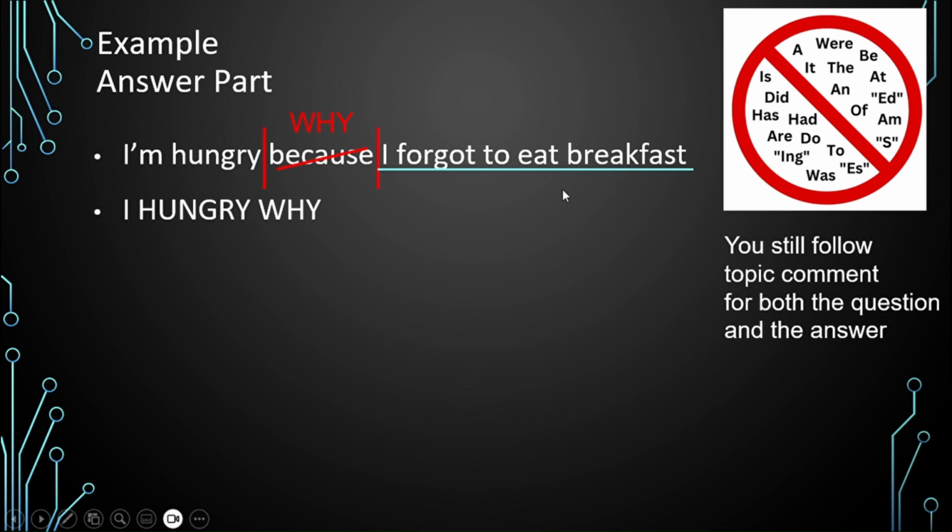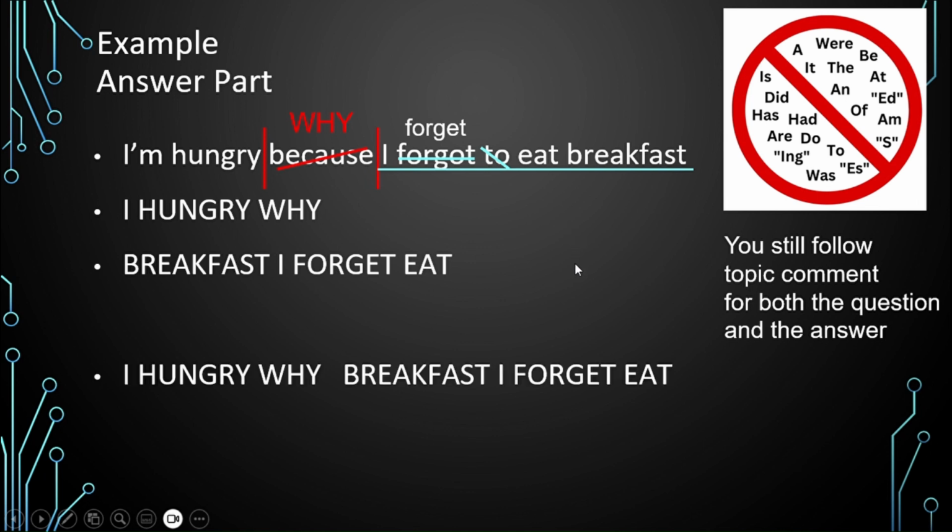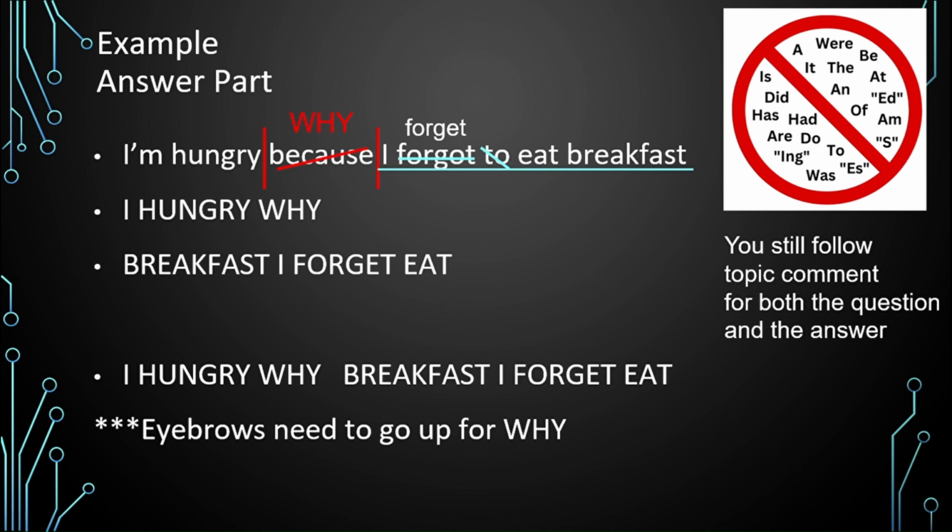So we take out the words that we don't use and we change forgot to forget to make sure it's present tense. And that gives us breakfast, I forget, eat. All together, it would be I hungry why. Eyebrows go up for the question word why. Breakfast, I forget, eat. This sentence is just giving general information, so you would nod your head.